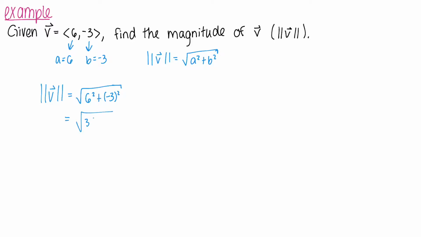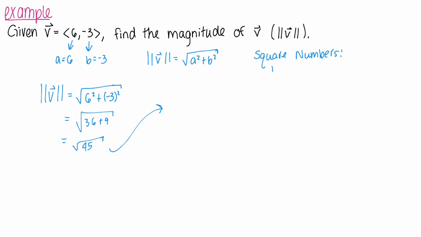6 squared is 36, 3 squared is 9, and you get the square root of 45. Now, Alex is going to want your answer in a simplified radical form. So as a review of simplified radical form, you want to determine if there are any numbers that divide 45 that are square numbers. Square numbers are numbers that result from squaring a number.